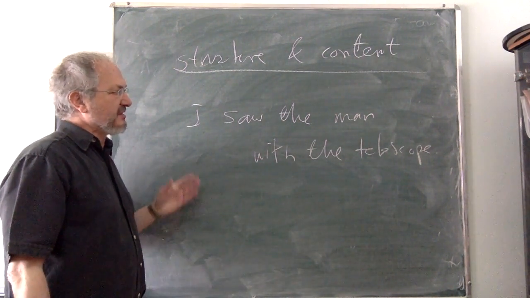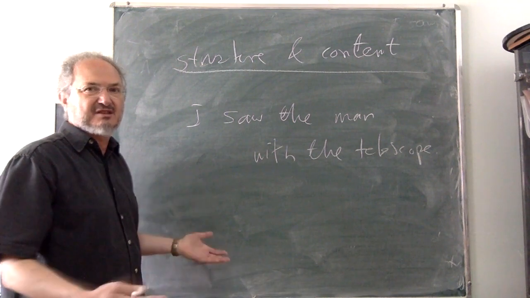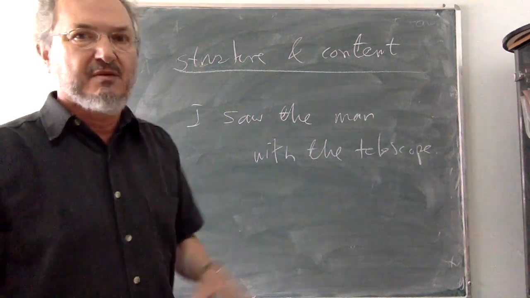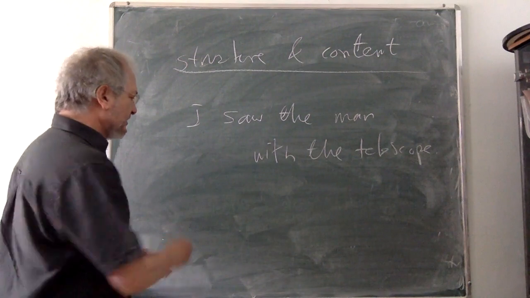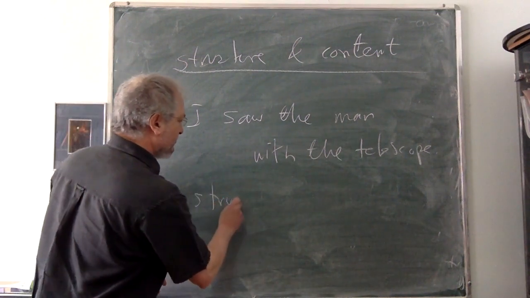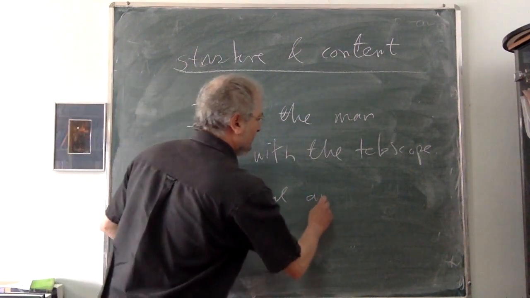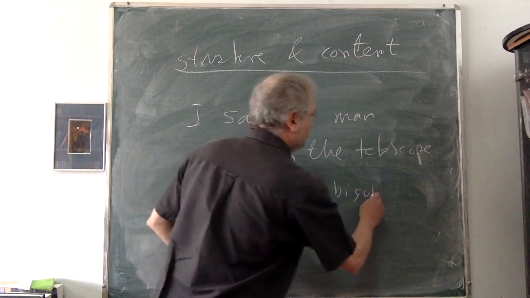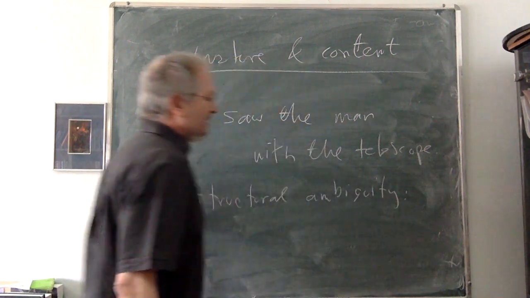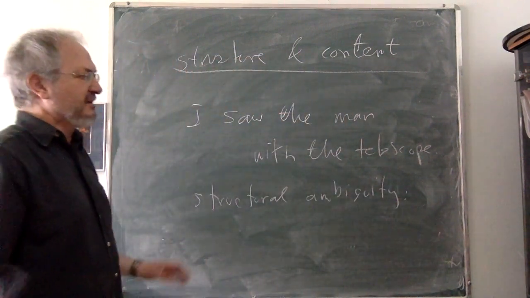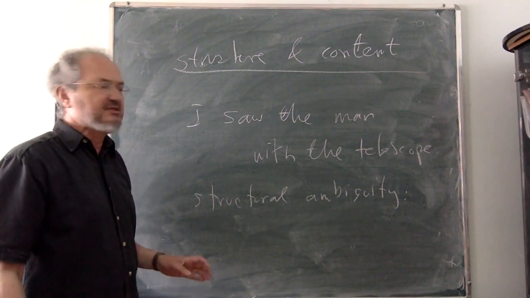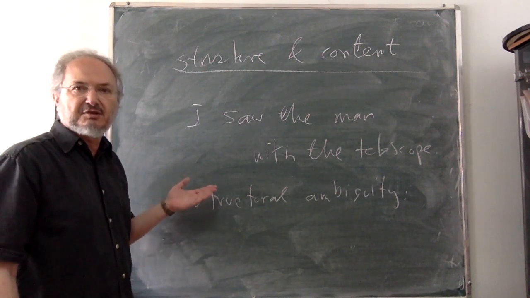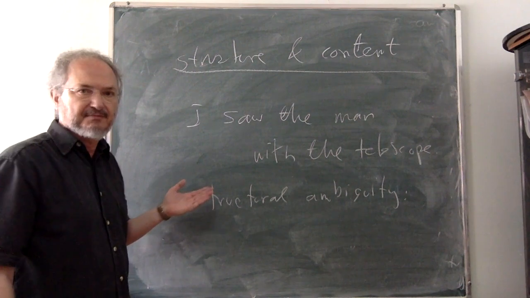And you might be thinking, well, yeah, this has structure, and you just said that structures are unambiguous. Well, this is ambiguous. This is sometimes called structural ambiguity. That does not mean that a given structure is ambiguous. It just means there are different ways of interpreting the structure. Okay?